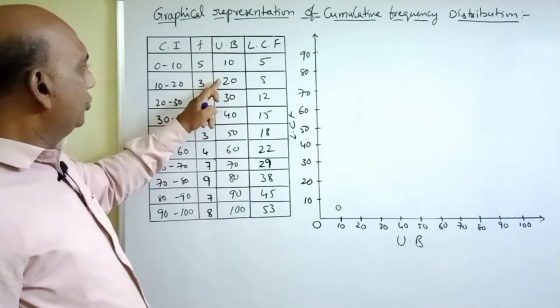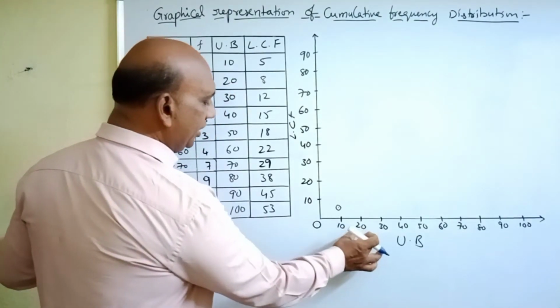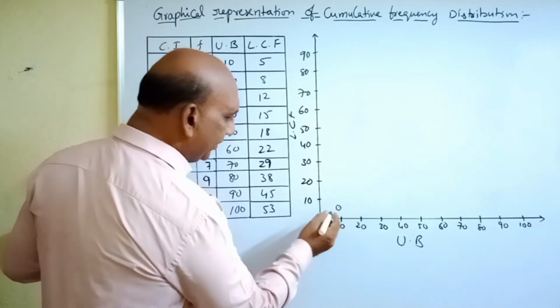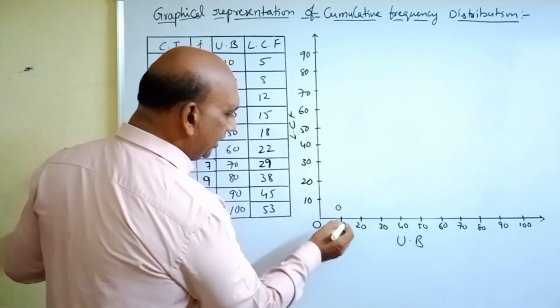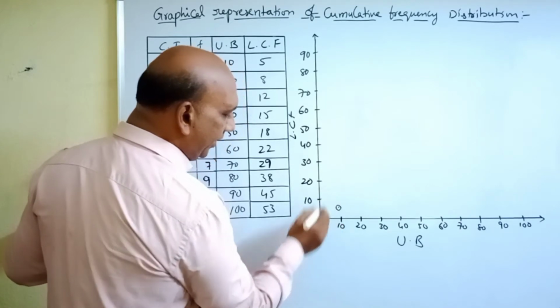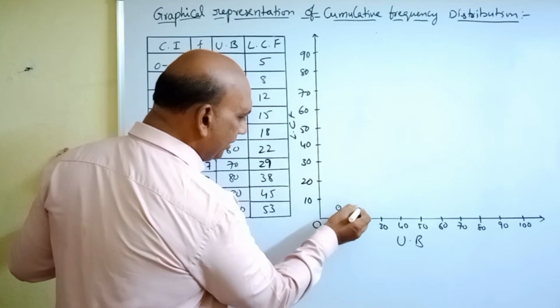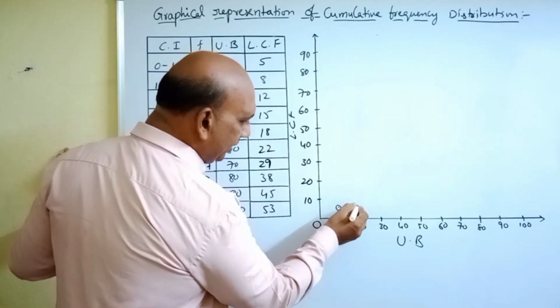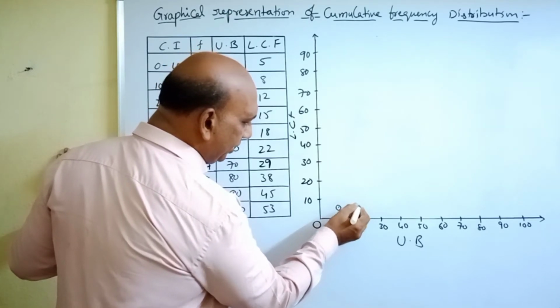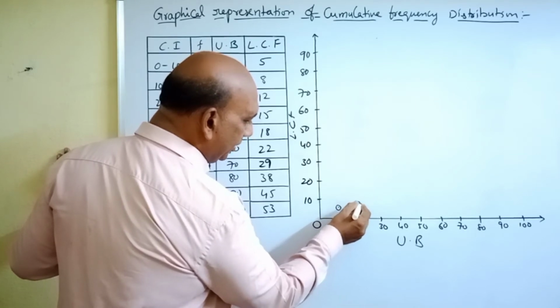And then 20, 8. 20, 8 means this is 20, and 8 means between 0 and 10. Already here we got a point with 5. So 8 means above this point at another 3 lines distance on the graph sheet. So we will get a point like this here.